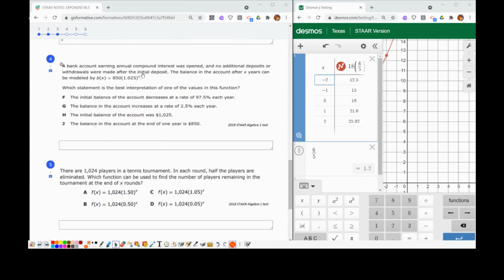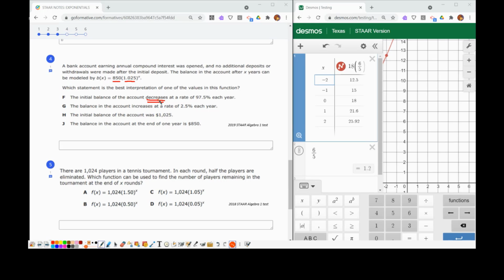The next problem, off the bat, I see that it is exponential because I see the little x right there. So I know that this is going to be my initial value, and this is going to be my rate. And the big question is, which statement is the best interpretation of one of the values in this function? So basically it says letter F, the initial balance of the account decreases at a rate of 97.5% each year. Well, the multiple choice here says decrease, and I look over here, and this number is bigger than 1.